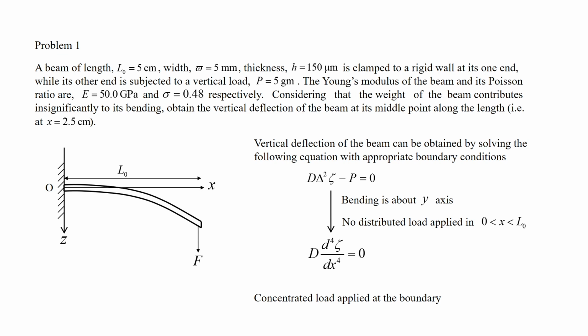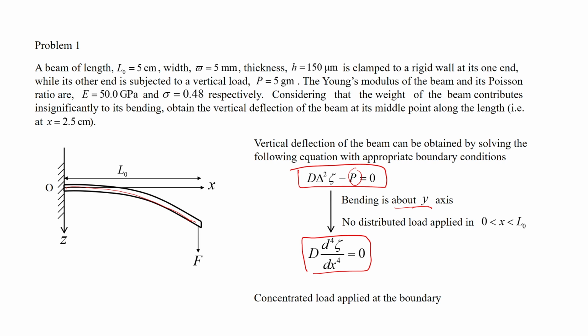Remember that the vertical deflection of the beam can be obtained by solving the following boundary force balance equation, which means that if the bending is only about the y axis, it is this equation. Remember that P is equal to 0 here, because there is no load applied within this region. Within this region there is no distributed load. P is basically the distributed load, because that is the way we derived it. So, there is no load over here, and therefore P is equal to 0.